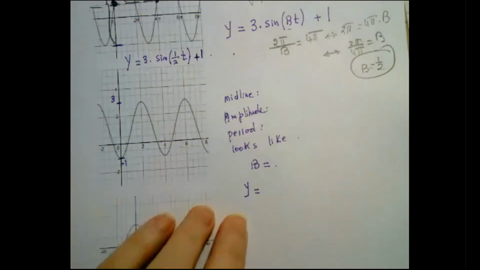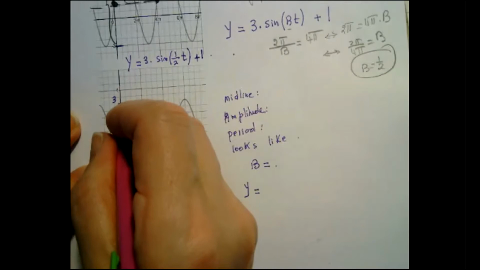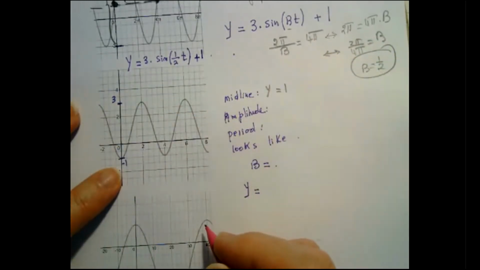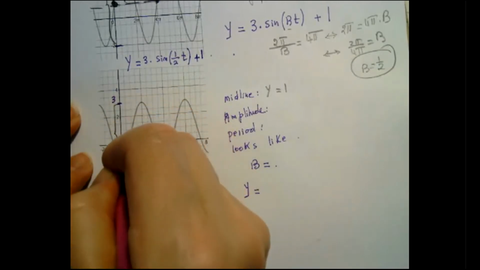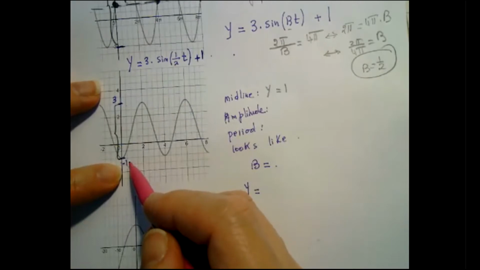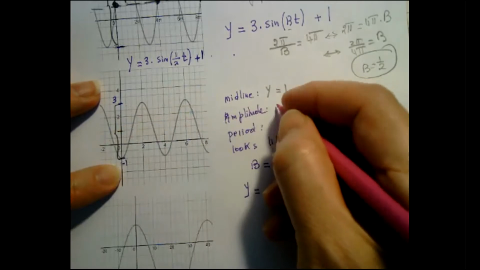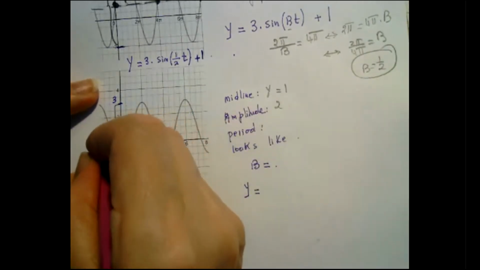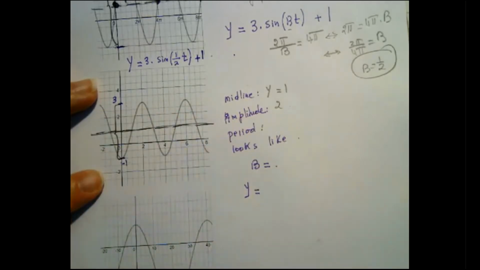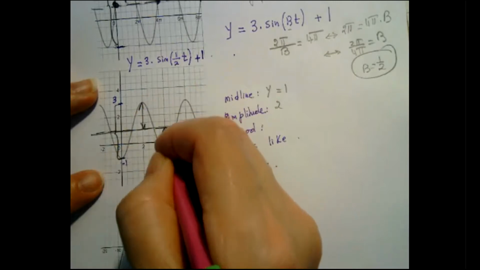Okay, midline. Anybody figured out the midline and the amplitude? Midline is y equals 1. Do you agree with him? What's the amplitude? 2. From -1 to 3, that's a 4. The amplitude is halfway, which is a 2. So the amplitude is equal to 2, and the midline is right there. And my amplitude is from here all the way to here. That's my 2, both sides.